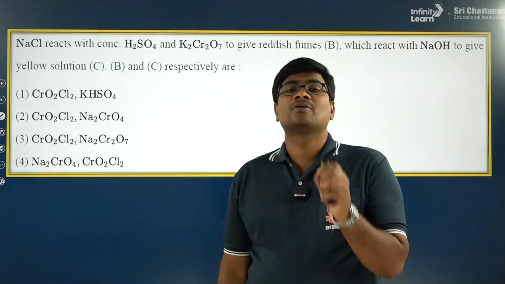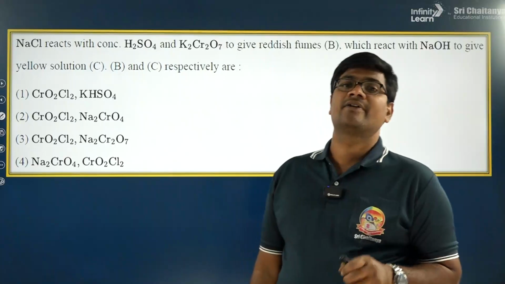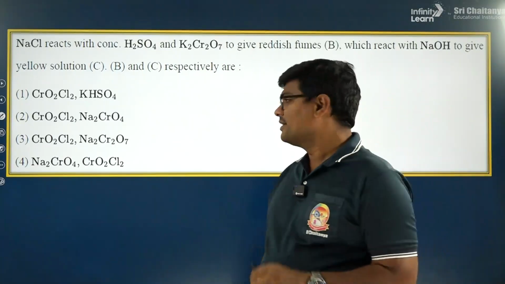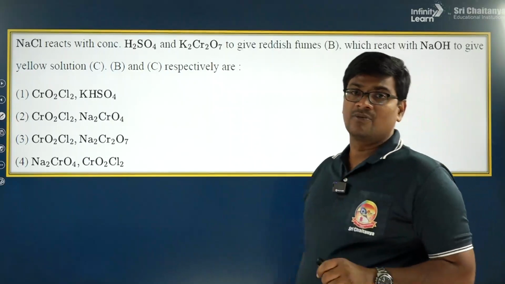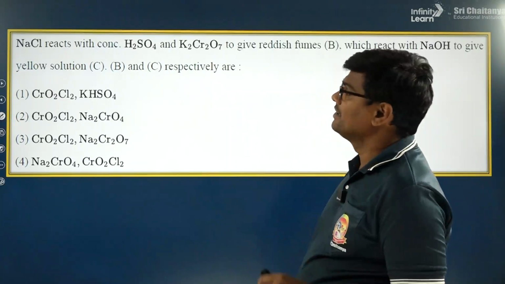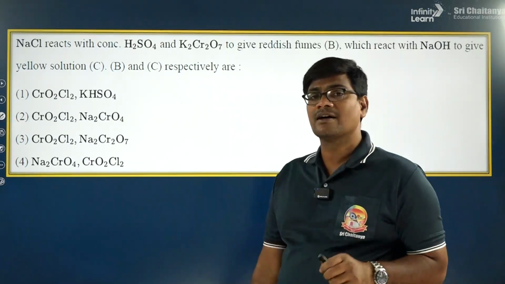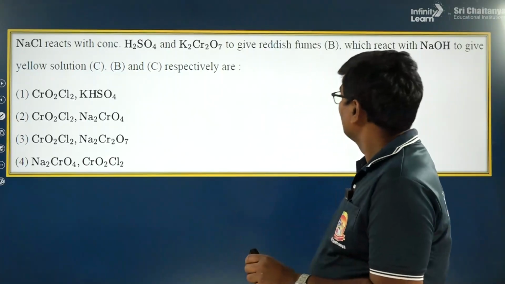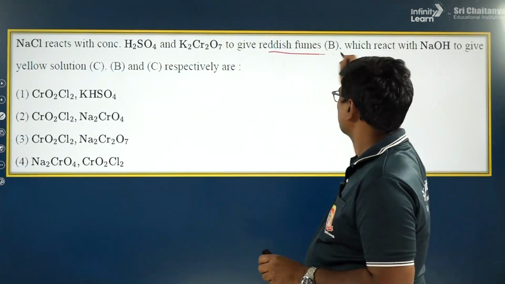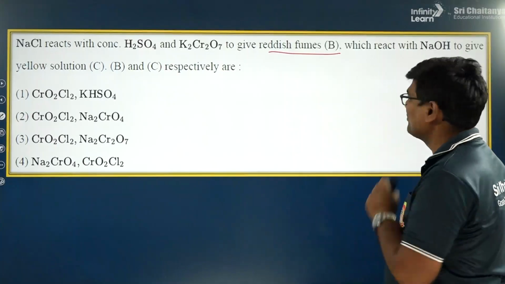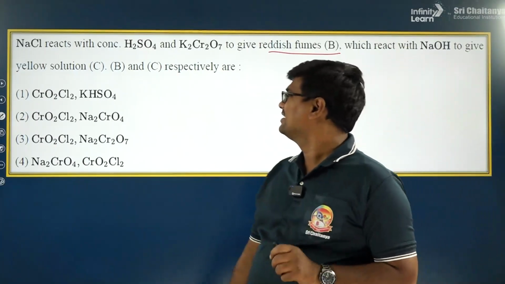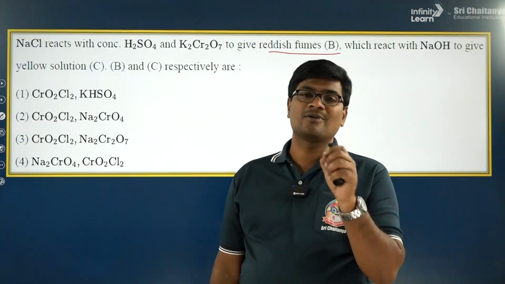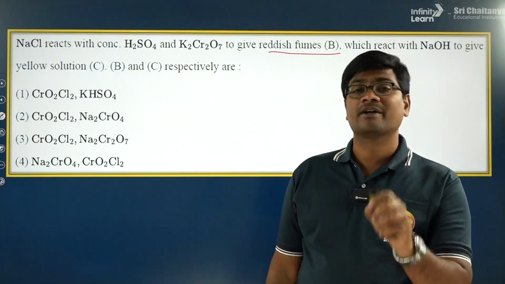The next question is about the chromyl chloride test. That is a very famous test and a very famous reaction that is there in the laboratory manual also. What is the chromyl chloride test? Here, NaCl reacts with concentrated H2SO4 in presence of potassium dichromate. Then we get reddish fumes of B, which react with NaOH to give yellow solution C. Identify B and C respectively. This is the chromyl chloride test, a test for chloride ion or test for dichromate ion.